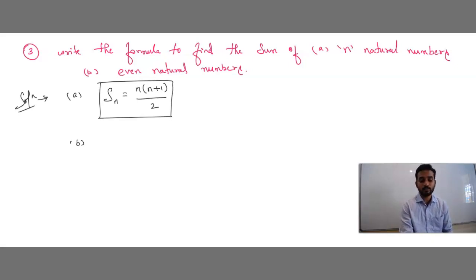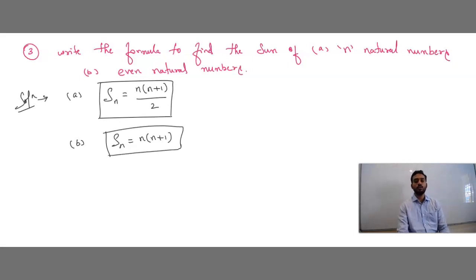That's it. So what is the formula to find the sum of even natural numbers? That is, Sn is equal to n into n plus 1. So this is the formula which we are using to find the sum of even natural numbers. It's easy, right? Yes. Let me solve the next problem.